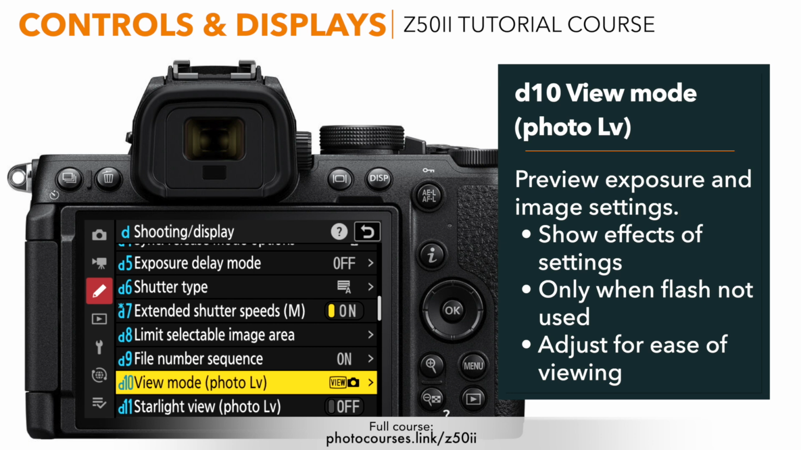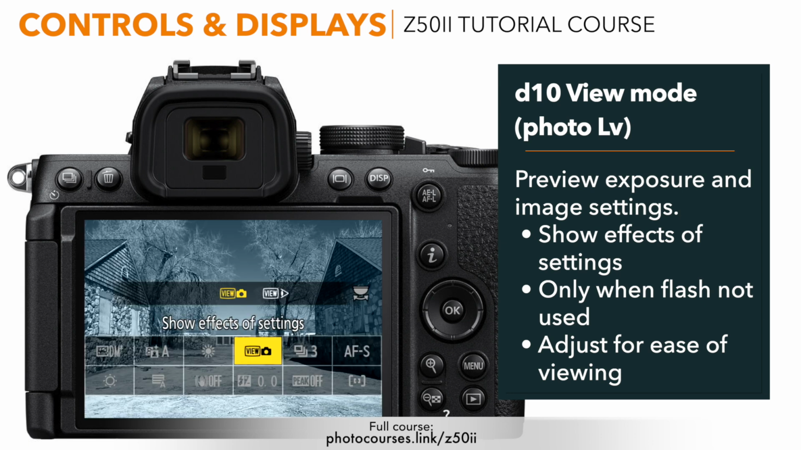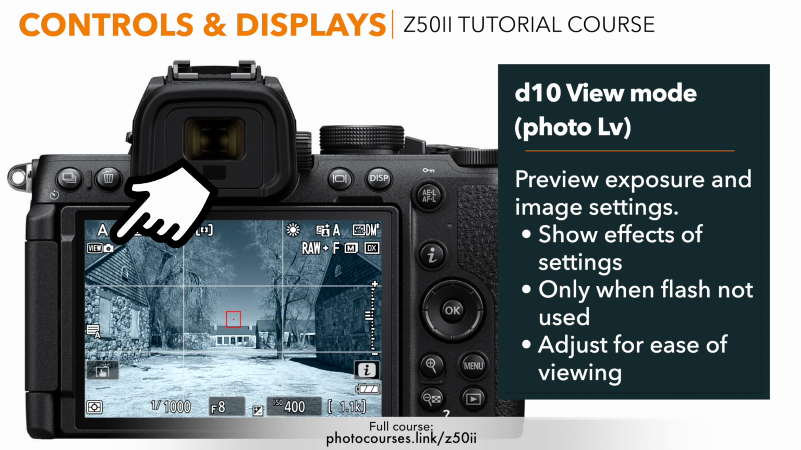D10, View Mode, Photo Live View. We referenced that earlier. This allows you to set whether or not you want your exposure and image settings previewed in the live view. Show effects of settings. This is going to let you see how your picture control, white balance, and exposure settings are going to affect your final processed photo. What you see in the live view here is not what your RAW photo will look like if you're recording RAW.